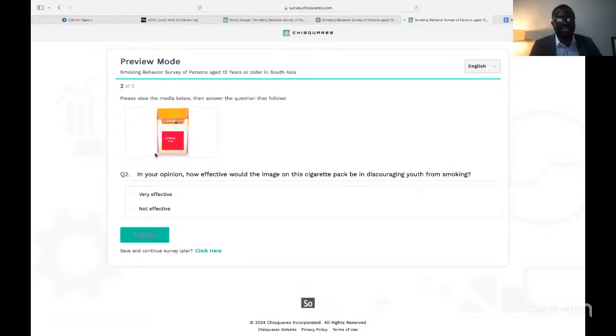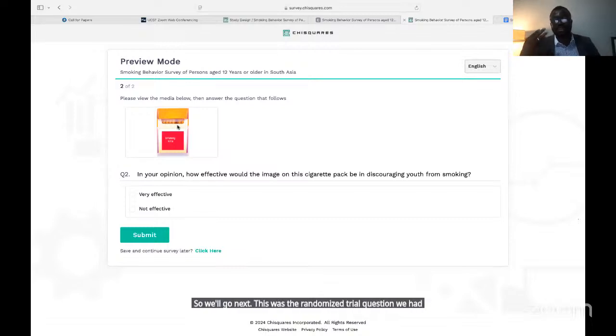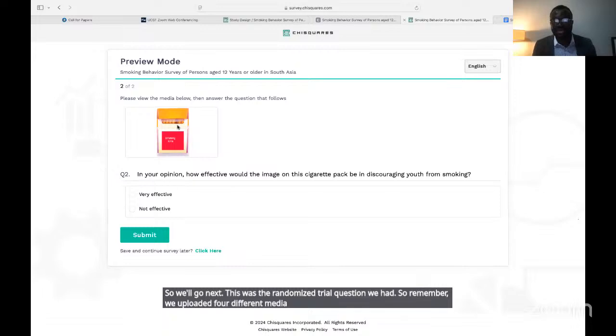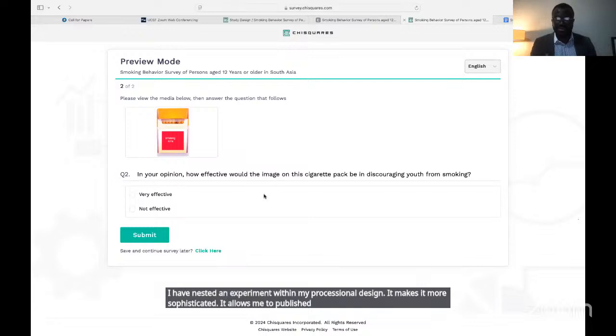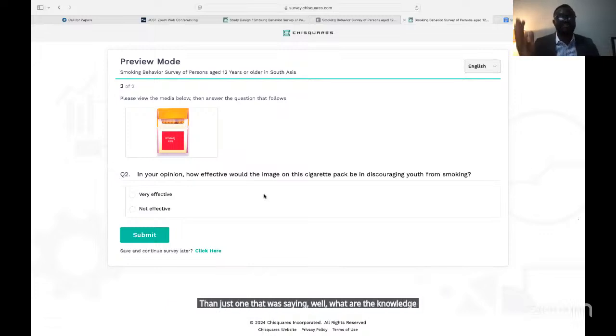So we'll go next. This was the randomized trial question we had. So remember, we uploaded 4 different media and we randomized the media to participants so that each individual will be randomized to see one medium or one image, and then they can answer the question, right? So in this way, I can evaluate. I have nested an experiment within my cross-sectional design. It makes it more sophisticated. It allows me to publish on a more robust scale, and it's definitely much more likely for me to submit this paper to a high impact factor journal than just one that was saying, well, what are the knowledge, attitudes, and beliefs of whatever, right?